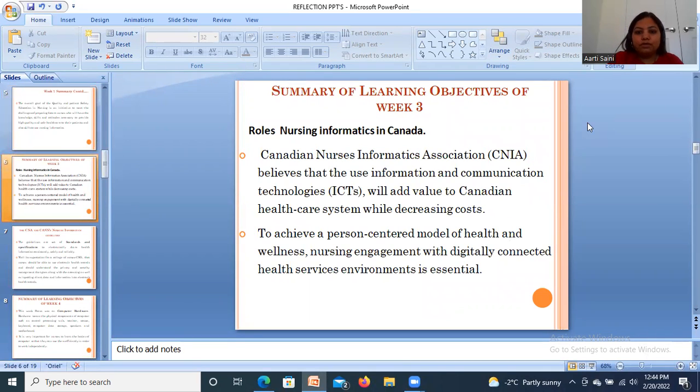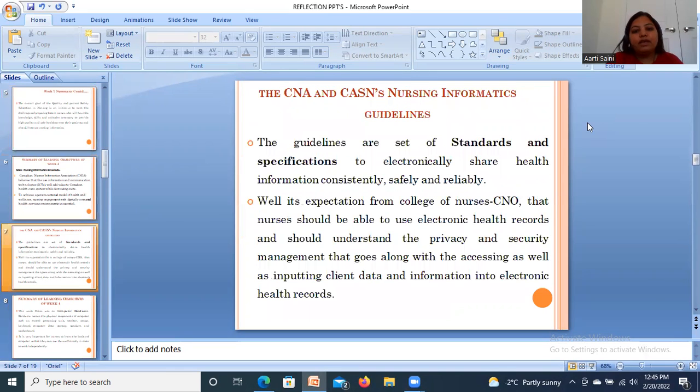Now moving forward towards the learning objectives of week 3. The week 3 learning objectives mainly focus on the role of nursing informatics in Canada. So the Canadian Nursing Informatics Association believes that the use of information and communication technologies will add value to the Canadian healthcare system, while decreasing the cost. So to achieve a person-centered model of health and wellness, nursing engagement with a digitally connected health services environment is very essential.